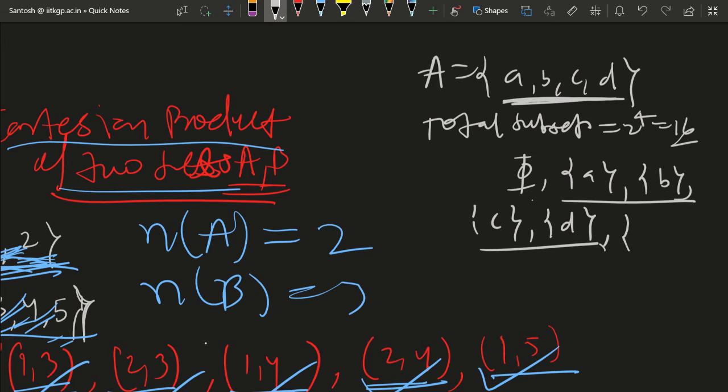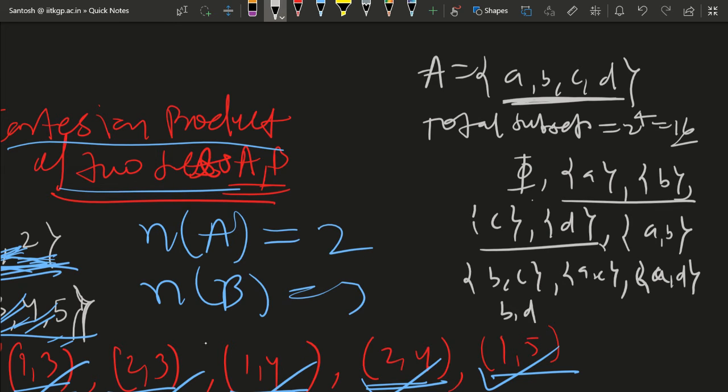Then you may write the subsets containing two elements like AB, BC, AC, AD, then BC, BD. Sets we always write with curly brackets, that's why I'm writing curly brackets. A subset is also a set. So BD and then CD. These are the subsets containing two elements.